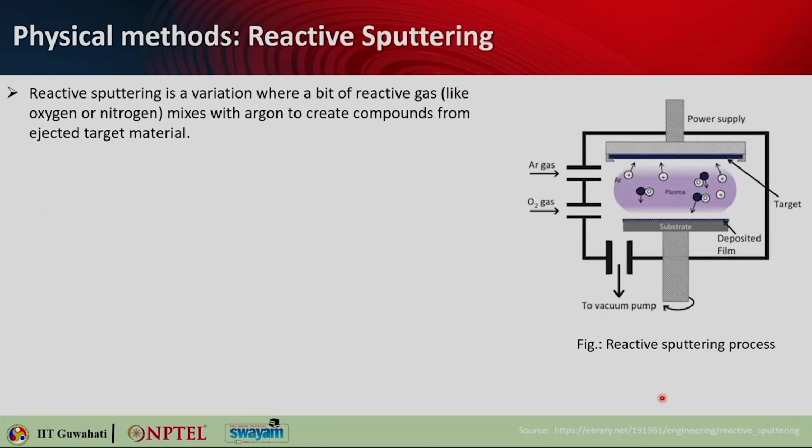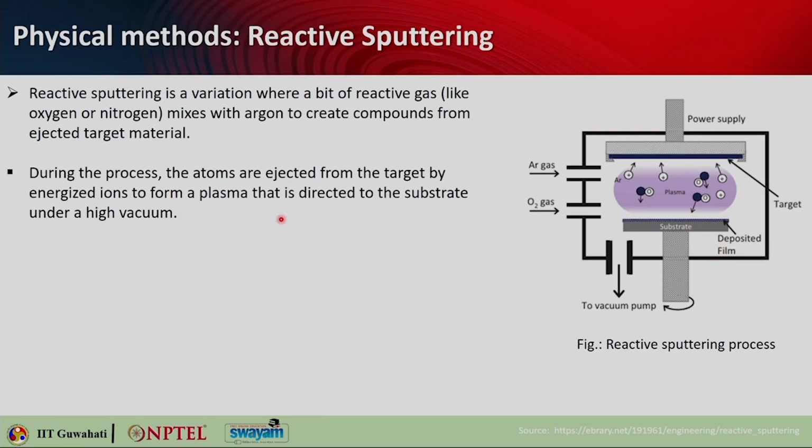There is a variation to it which is called reactive sputtering, and in reactive sputtering, a bit of reactive gas like oxygen or nitrogen mixes with the argon gas to create compounds from the ejected target molecules. Okay. So the setup looks like this. You have got a power supply here, this is the target, this is the plasma formation, you have got argon gas, and also you get some reactive gas, and this is the vacuum chamber. Okay. And from the target these are knocked off, and then the materials or nanoparticles which are ejected from this target get reacted with this reacting gas, and then the compound gets deposited on the substrate.